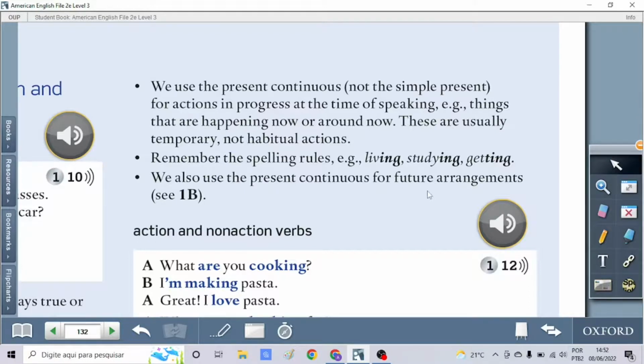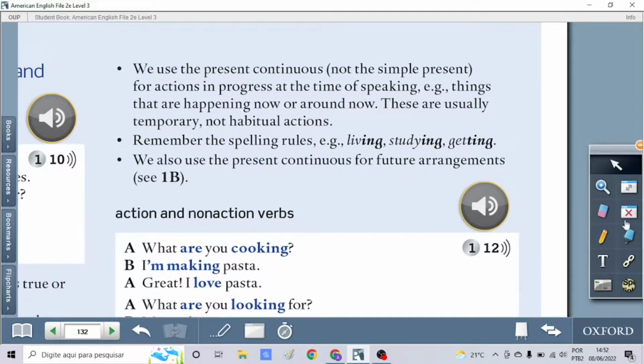Remember that when we use ing, if the verbs end in E, we need to drop letter E and add ing. When the verb ends in Y, nothing changes, just add ing. And also, when we have a verb that ends in consonant, vowel, consonant, I need to double the last letter and then I add ing.